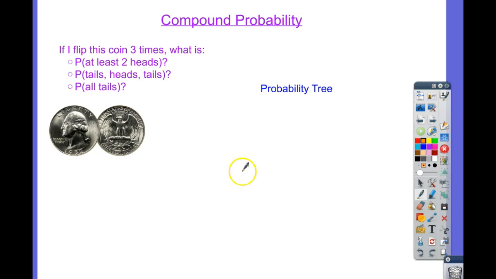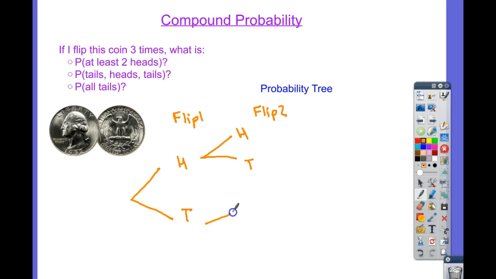So what we're going to do is make a probability tree. So we'll have flip 1, which is either a heads or a tails. Then we'll have flip 2, which would be, if I flip a heads first, I either have a heads or a tails. If I flip a tails first, I either have a heads or a tails. And then I'll have flip 3.